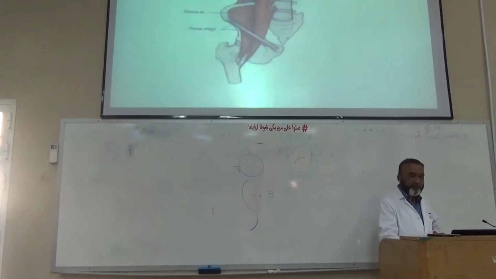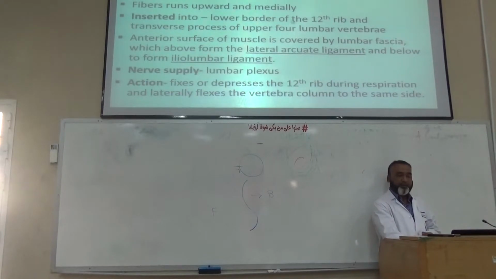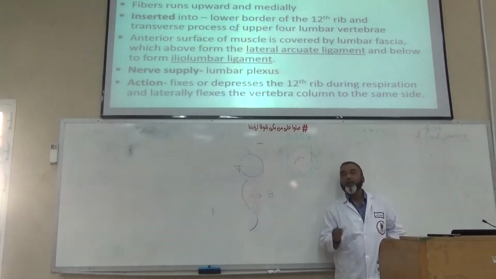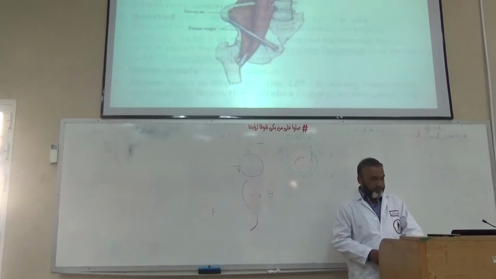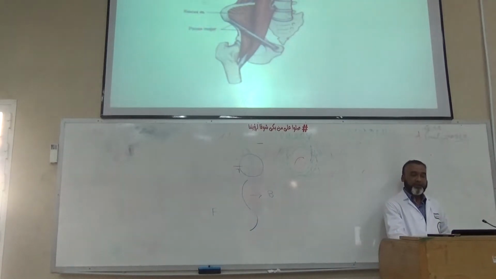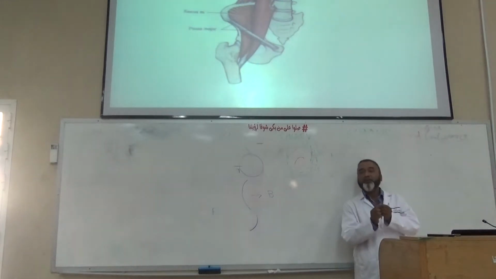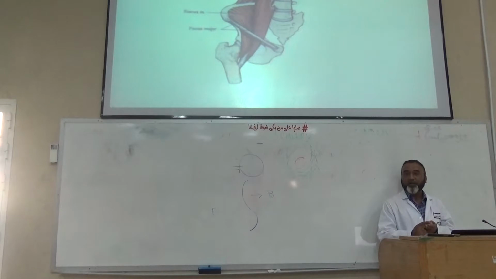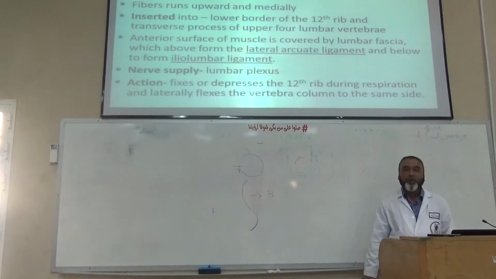Okay, 12th rib, lower border of the 12th rib, and the transverse processes of the upper 4 lumbar vertebra. This is the quadratus lumborum, originating from the iliac crest, plus we have the iliolumbar ligament on the medial side. Then it passes upward to be inserted to the inferior border of the 12th rib, plus it also passes to be attached on the transverse process of the first 4 lumbar vertebra. This is the quadratus lumborum muscle.